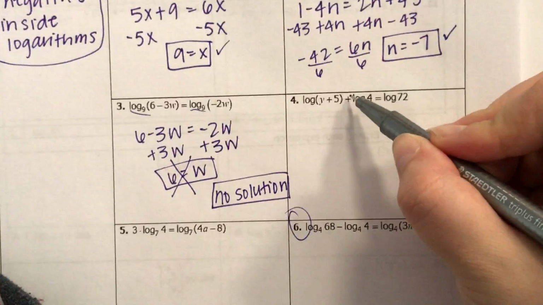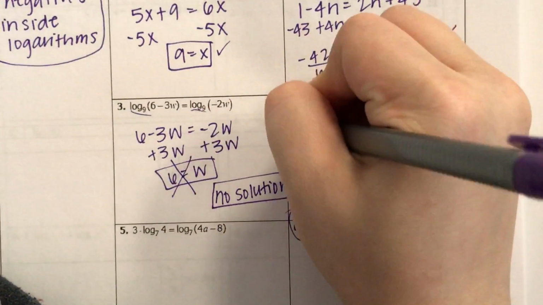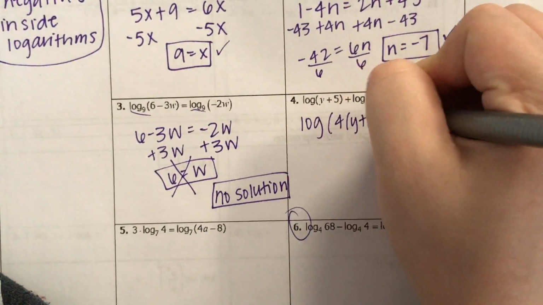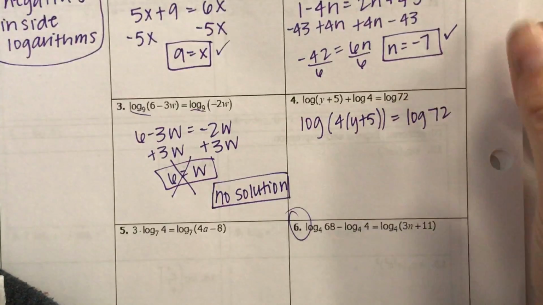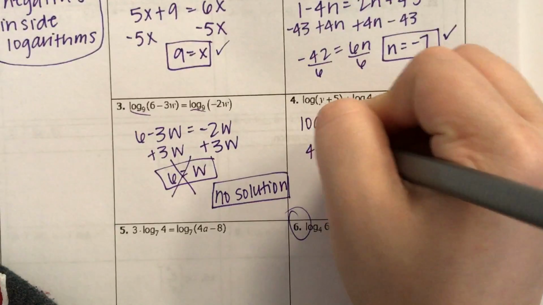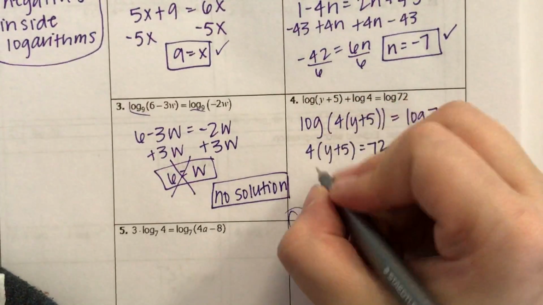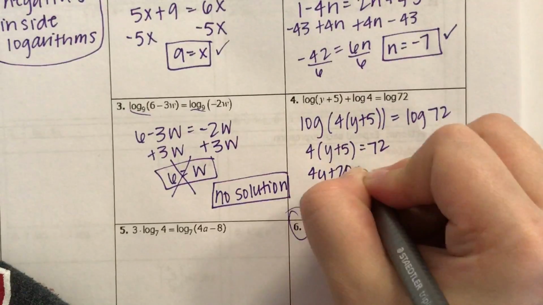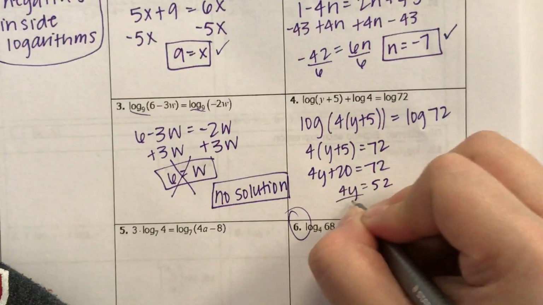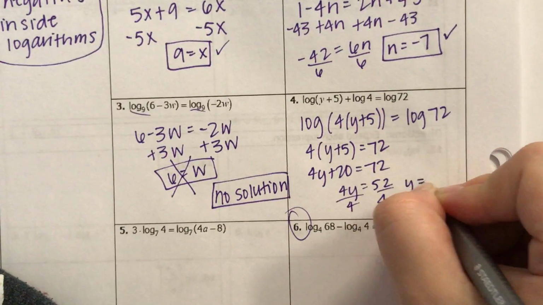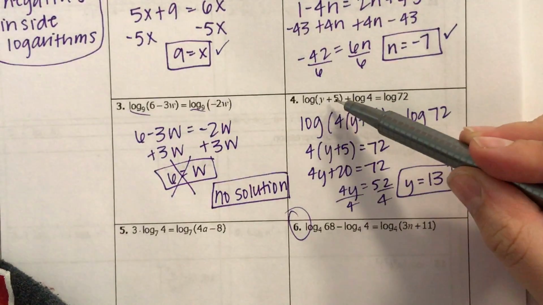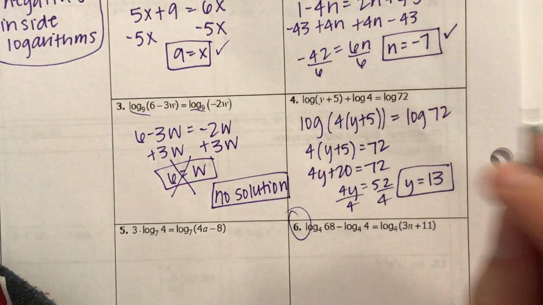Number 4, we actually have to condense this log first before we get started. This is a plus, they're both the same base, so I know I can make it into a product. 4 times y plus 5. Now I have 2 logs with the same base, I just set these equal to each other. You can distribute. Subtract 20, I get 4y equals 52, divide by 4, y equals 13. Let's check. 13 plus 5 is 18. That's good, and that's the only place, so we're all good.